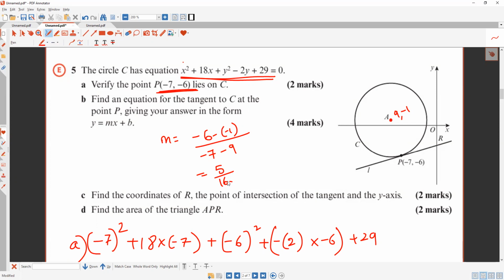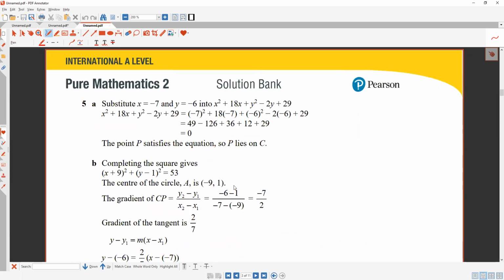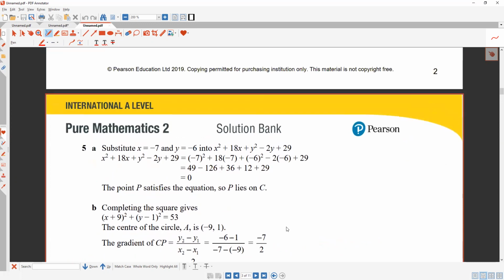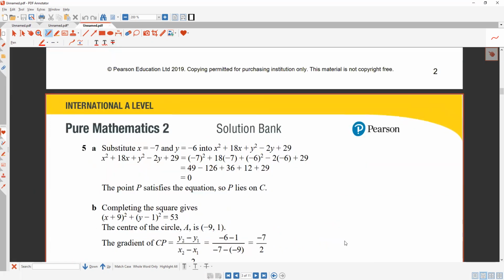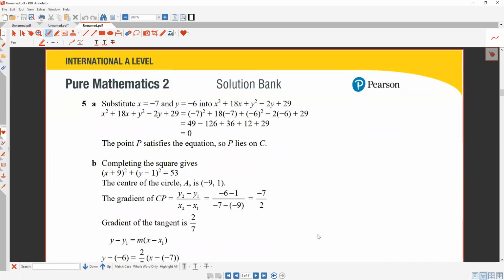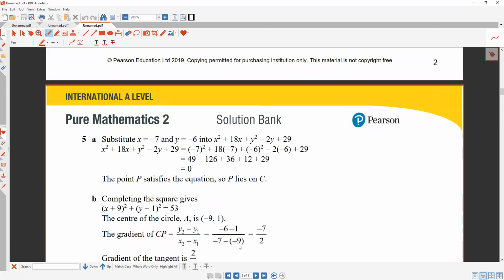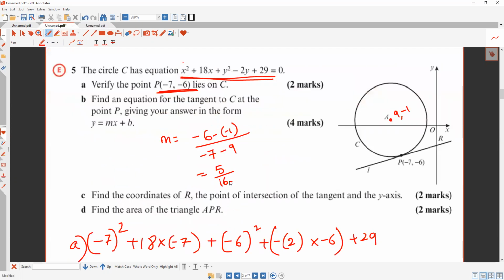Guys, confirm karo. I have the answer with me also, na? Okay, so let me just check it. Here they got the gradient of CP. Let me check. This is question number 5. Completing the square, 53. Correct. The center of the circle. It is 7 minus of minus 9. I think I made a mistake over here. They got minus 9. Oh, yeah.